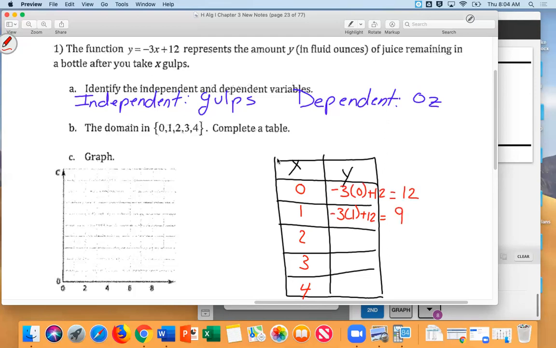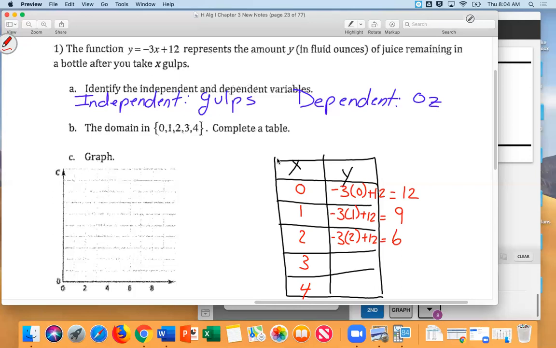Then I do for 2, -3 × 2 + 12. That gives me 6. And then, if you're on your A game, Delaney, what do you see happening here? 12, 9, 6. Take a guess at what the next number would be, Delaney. 3. Wow, that was good. Very good, it is 3.